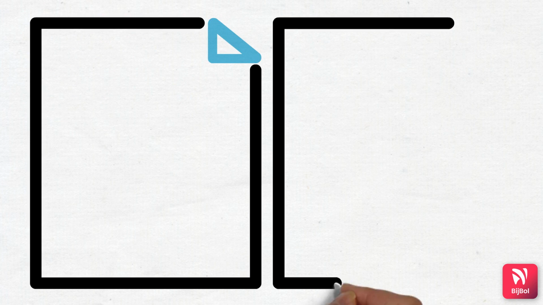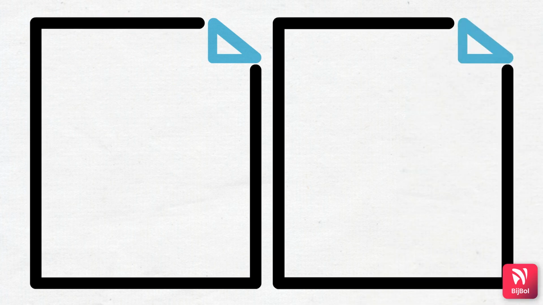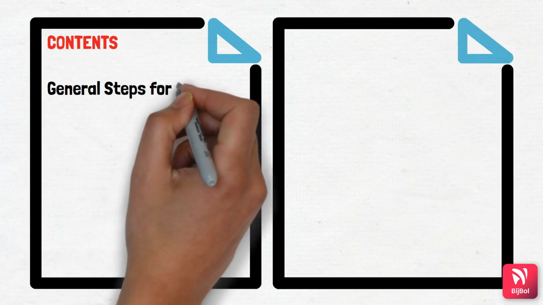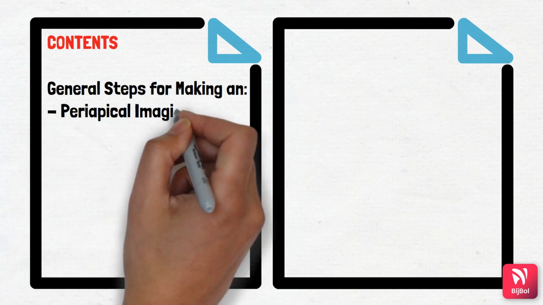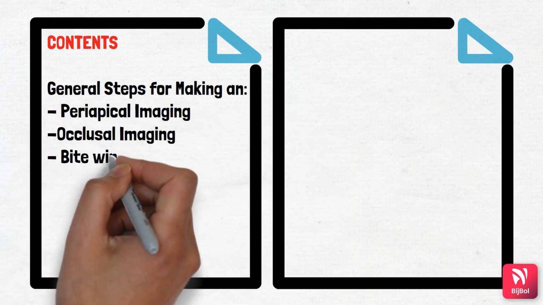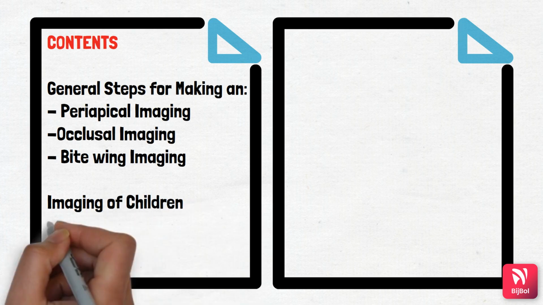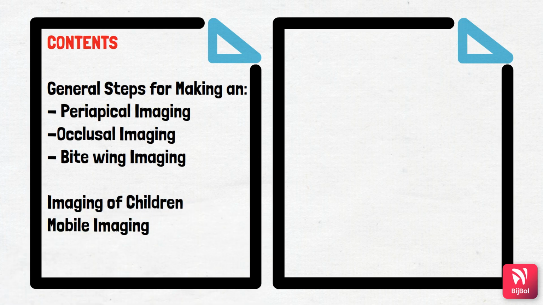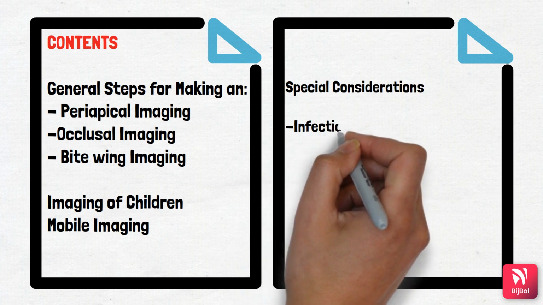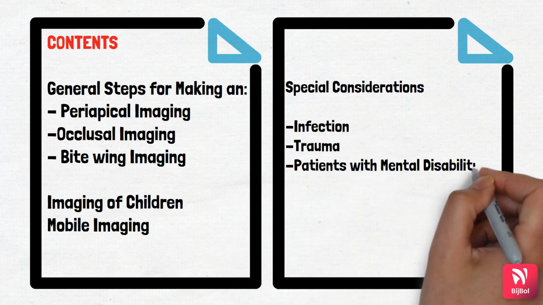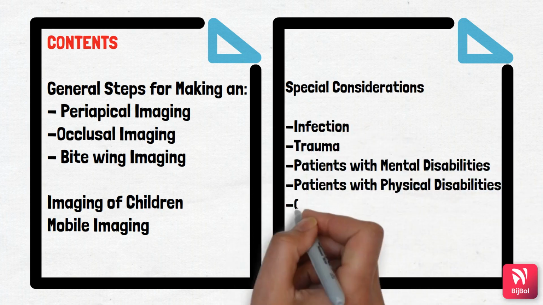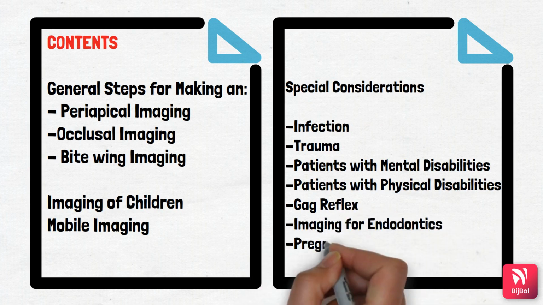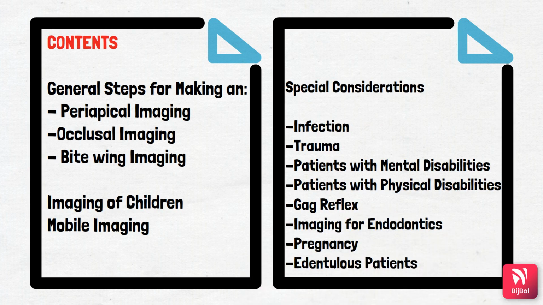So, the topic will be dealt with under the following contents today. Firstly, we'll see the general steps for making a radiograph, whether it is periapical imaging, occlusal, or bitewing. Then we'll see imaging of children and mobile imaging. Then we'll see the special considerations for individuals with infections, trauma, and mental and physical disabilities, people with excessive gag reflex, imaging for endodontics, pregnancy, and edentulous patients.